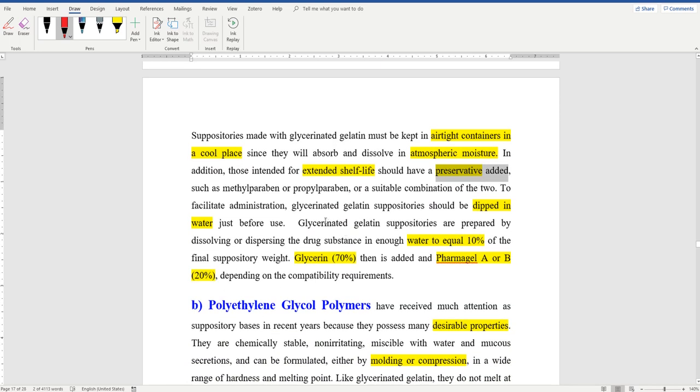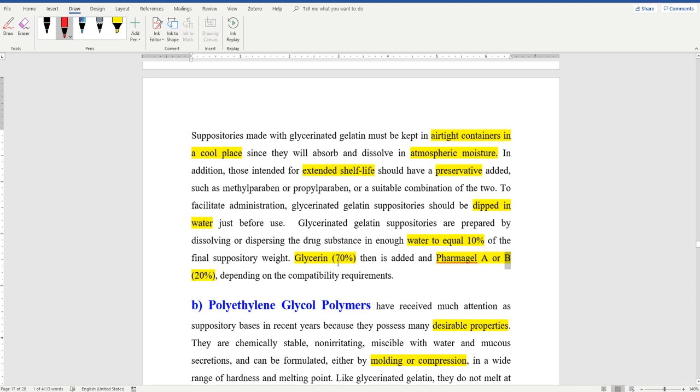Okay, usually glycerinated gelatin contains glycerine 70%, gelatin 20%. Of course, the gelatin here is either gelatin A or gelatin B or a combination of both. Pharmagel A or Pharmagel B, just like gelatin A or gelatin B. You already know the difference between gelatin A and B. So 70% glycerine, 20% gelatin, and 10% is a drug dissolved or dispersed in water. We mix them together, heat them, and then pour them in a mold. Okay.